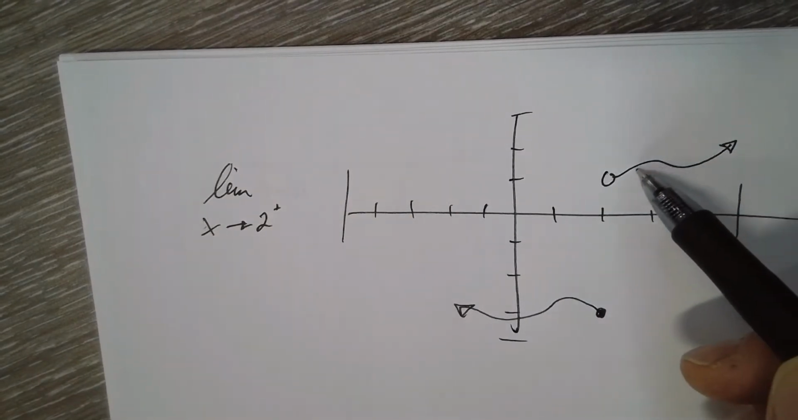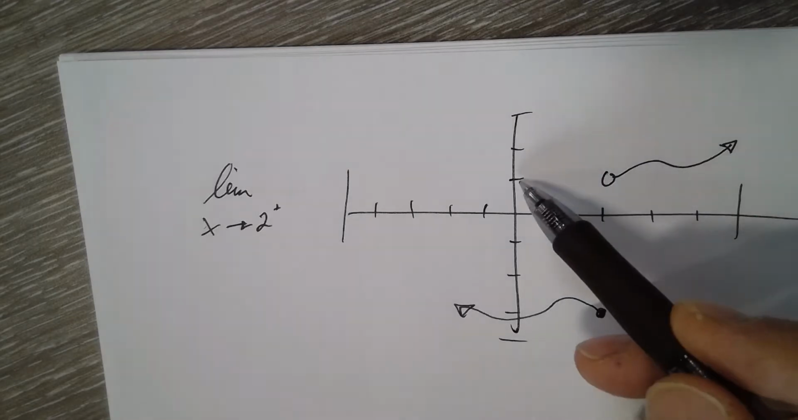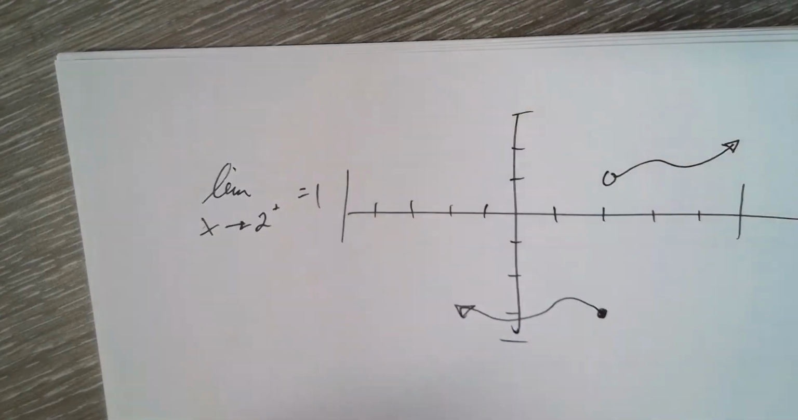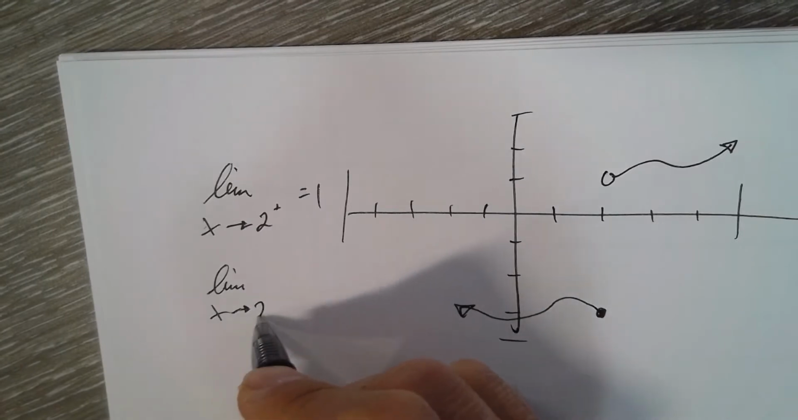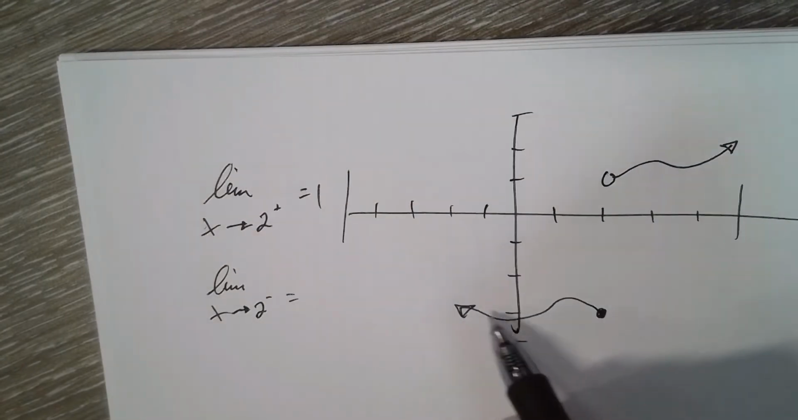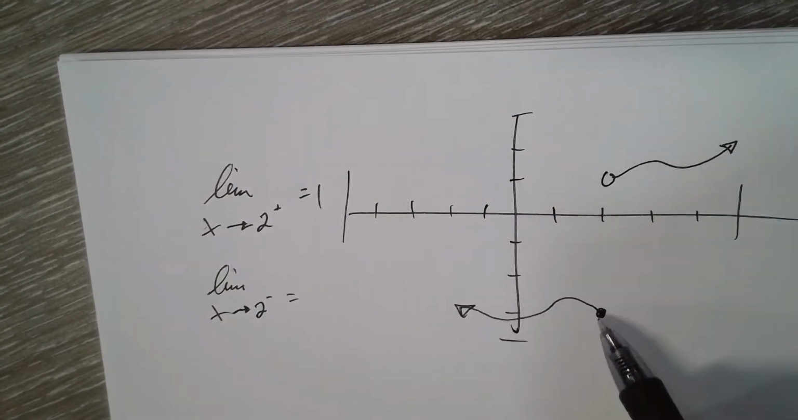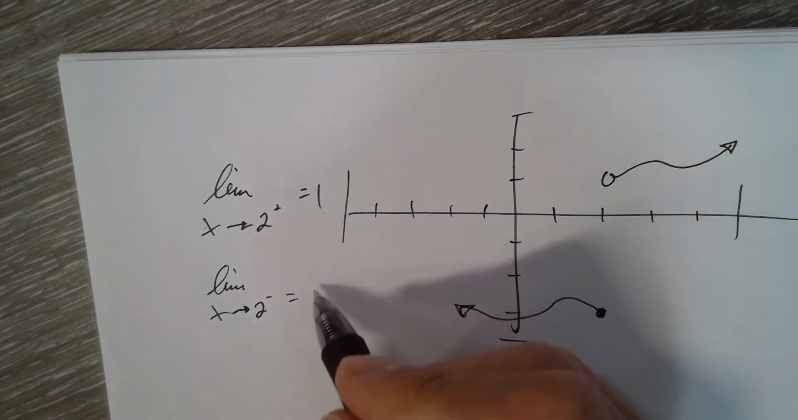It's approaching 2 from the right. Looks like it is 1. What if I wanted to find it approaching 2 from the left? And that would be -3. That's the y value that it's approaching.